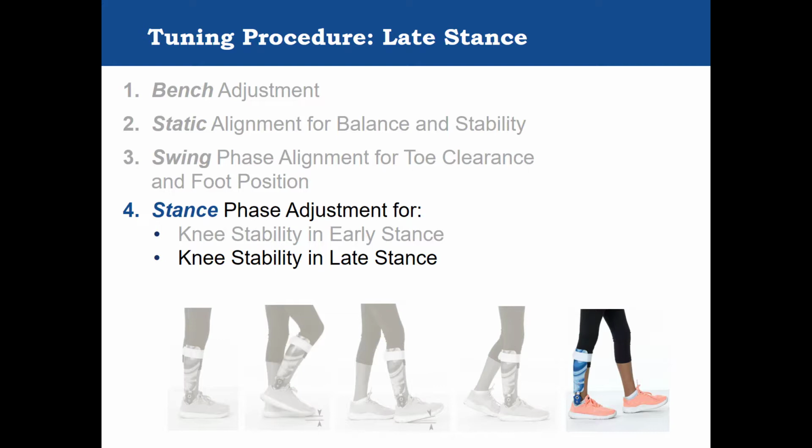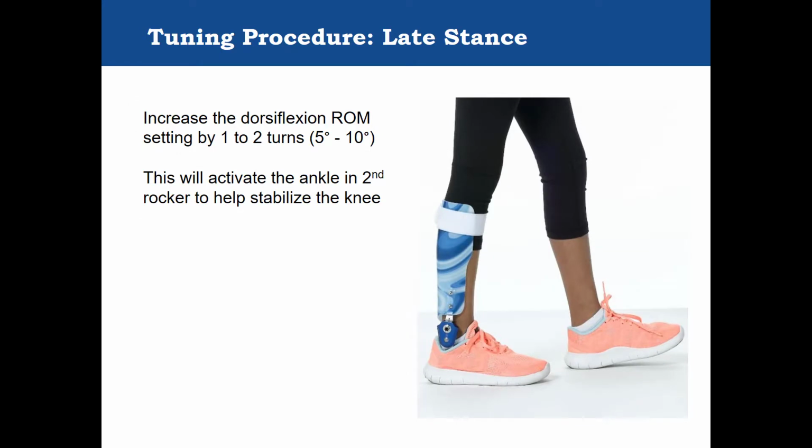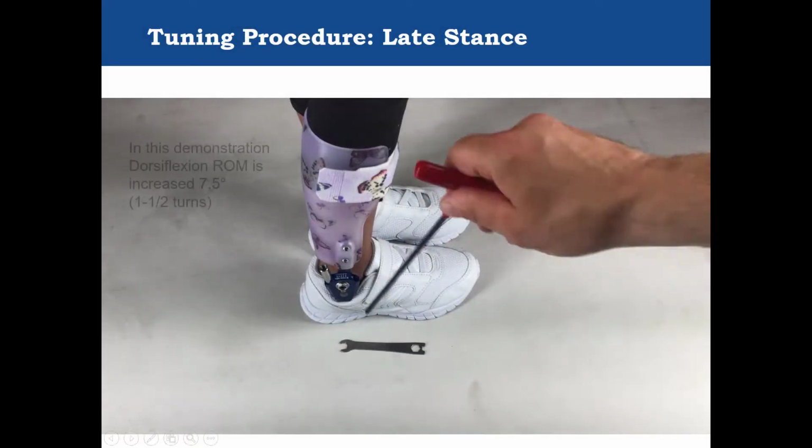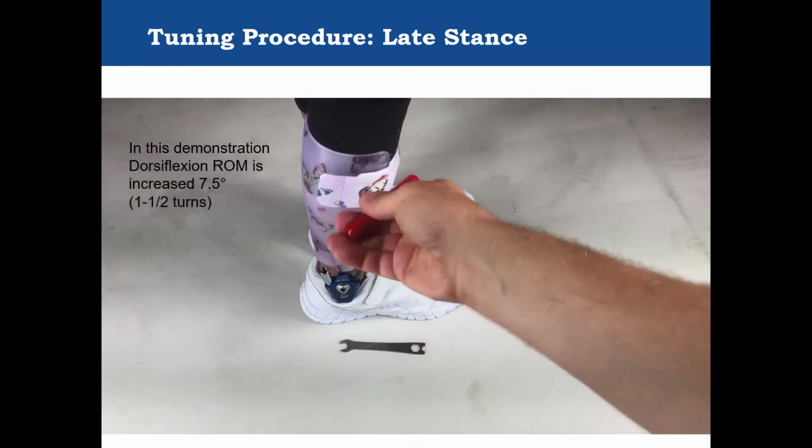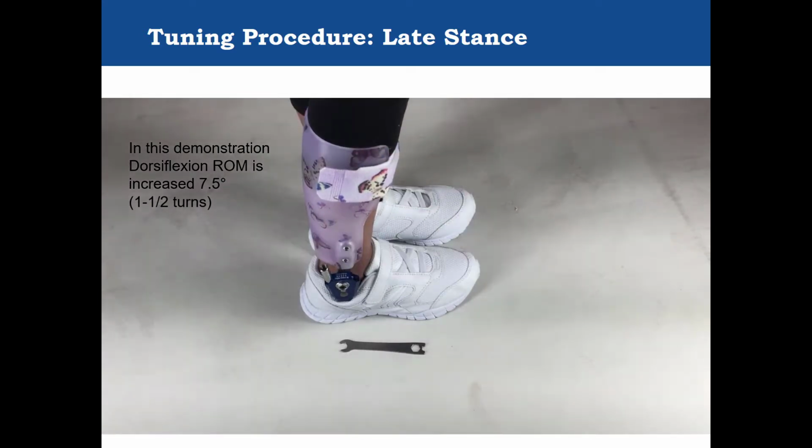The last step of the tuning procedure is the adjustment of the dorsiflexion range of motion to tune knee stability in late stance phase. Late stance phase adjustment is performed with the patient walking. Begin by mobilizing the ankle in second rocker by increasing the dorsiflexion range of motion 5 to 10 degrees. This video illustrates adjustment of dorsiflexion range of motion to 7.5 degrees by turning the adjustment screw 1.5 times counterclockwise.